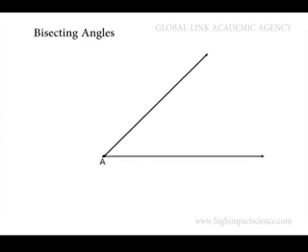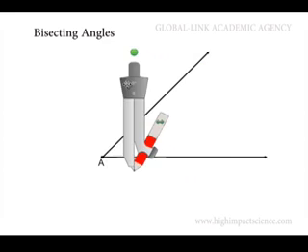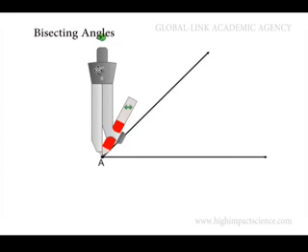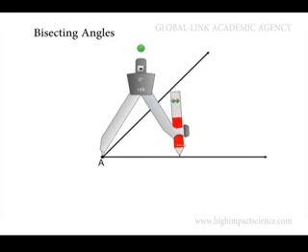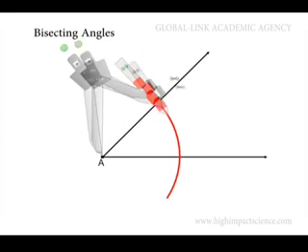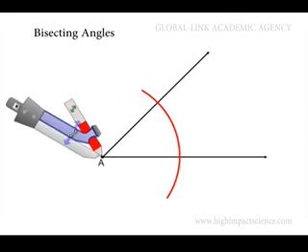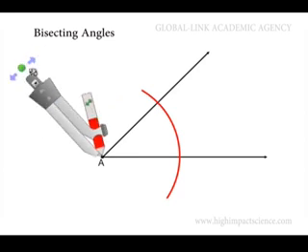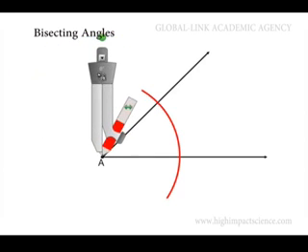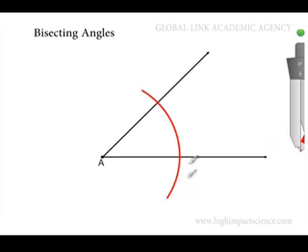So let's bisect this acute angle. Place the compass at point A. Open a convenient radius and mark an arc to intersect both lines. You can label the intersection points B and C.